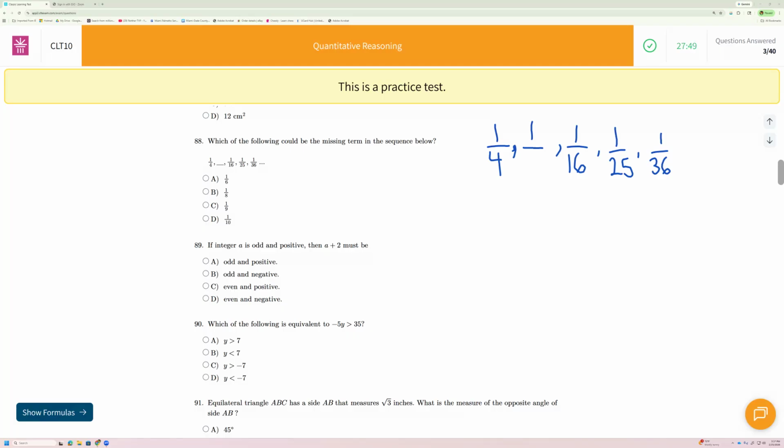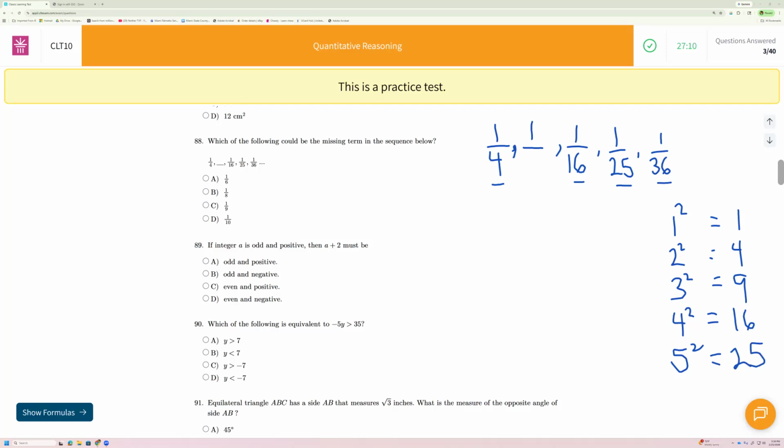What is 4, 16, 25, and 36? They are perfect squares. So whenever we have a number and we square it, we multiply that number times itself. So 1 times 1 is 1. 2 times 2 is 4. 3 times 3 is 9. I made the same mistake I tell you not to make. 4 squared is 4 times 4, 16, and 5 to the second is 5 times 5, 25.